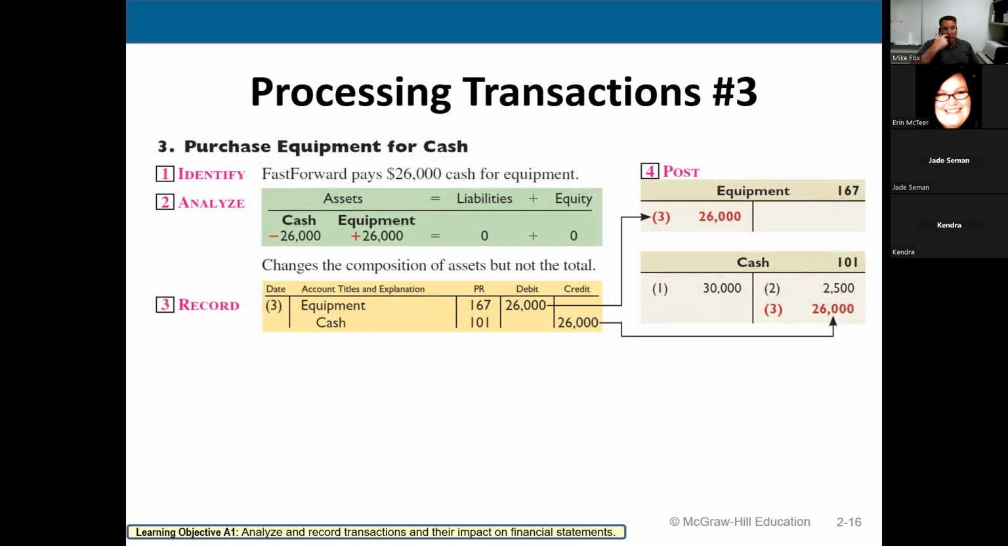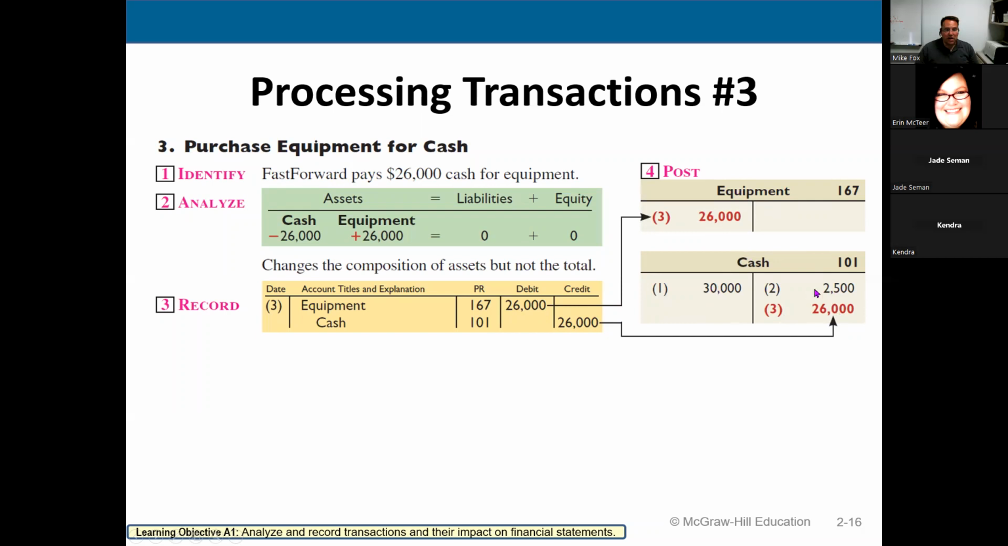All right. Transaction 3, we purchase equipment for cash. So they pay $26,000 cash for equipment. Again, I have an asset, equipment, going up and an asset, cash, going down. So assets going up are debits, so I'll debit equipment, 26,000, and assets going down are credits, so I'll credit cash, 26,000. I balance, then I post them to the ledger here, the T accounts.